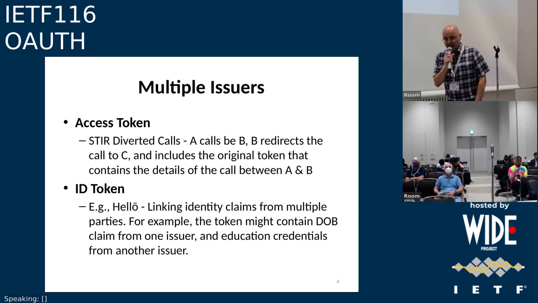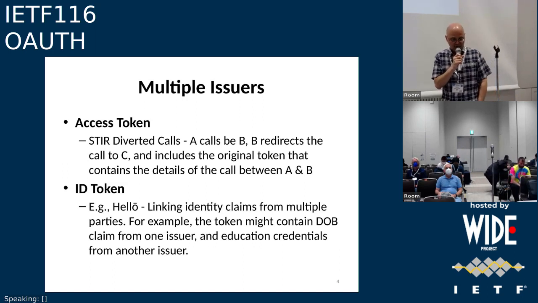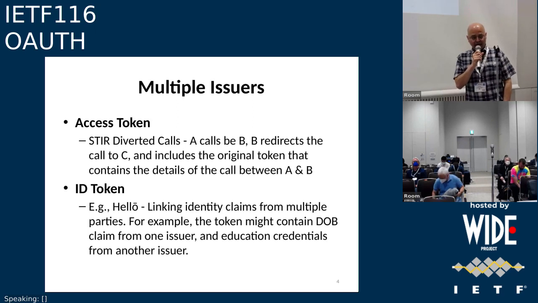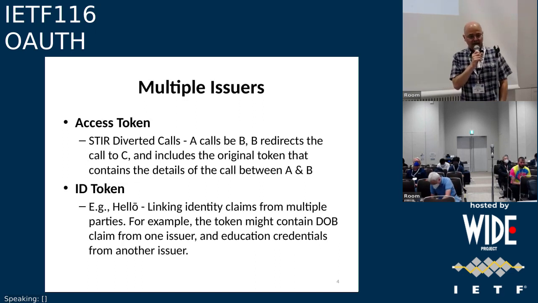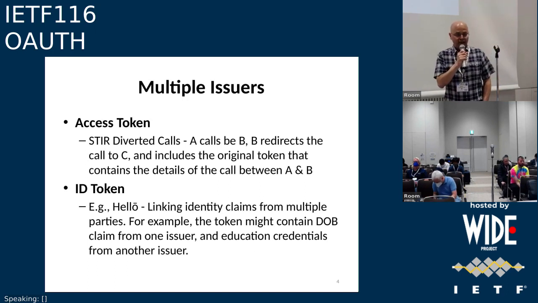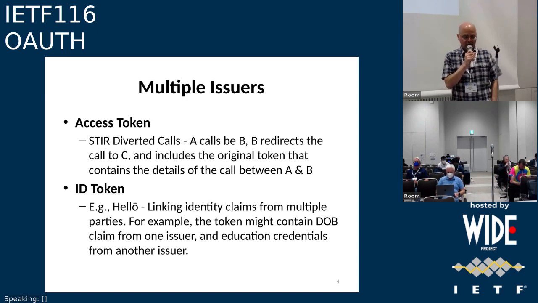We're talking about embedding multiple tokens from different issuers, and there are a number of use cases. Here we are showing two use cases, one for an access token and another one for an ID token. A prime example of an access token that needs to embed one token into another is a diverted call. This is a telephony use case. A calls B, B redirects the call to C, and then C wants to know that the original call was actually to B and not to him directly. So that's the way they do that and embed that first token into the second.